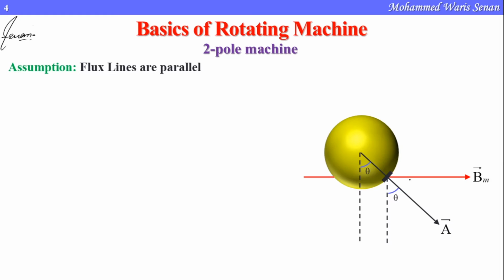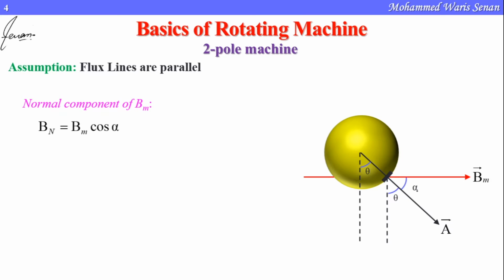Now we have already taken the angle between the magnetic field and the area vector as alpha, so this angle will be alpha. Now we can write the normal component of flux density Bm. Normal component means the component of this magnetic flux density perpendicular to the area, or parallel to the area vector. It will be Bm cos alpha. So we can write Bn is Bm cos alpha.